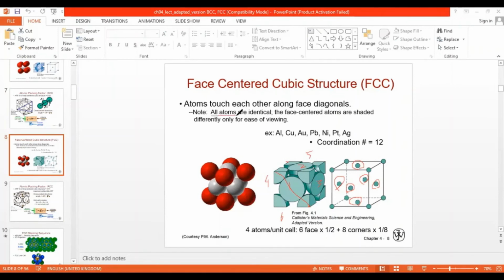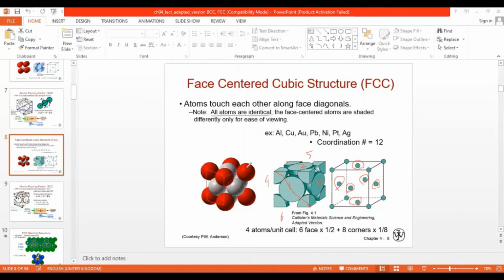So this sentence I am putting in all slides just to make sure of the difference, because if I put everything in red, then that won't look nice, right? It's difficult to understand. The face-centered atoms are shaded differently only for ease of viewing. So the atoms which are shaded in white, this one, this one, this one, these are the atoms which sit at the face center of the cube, right? So if you consider this face of the cube, this atom is face centered, right?